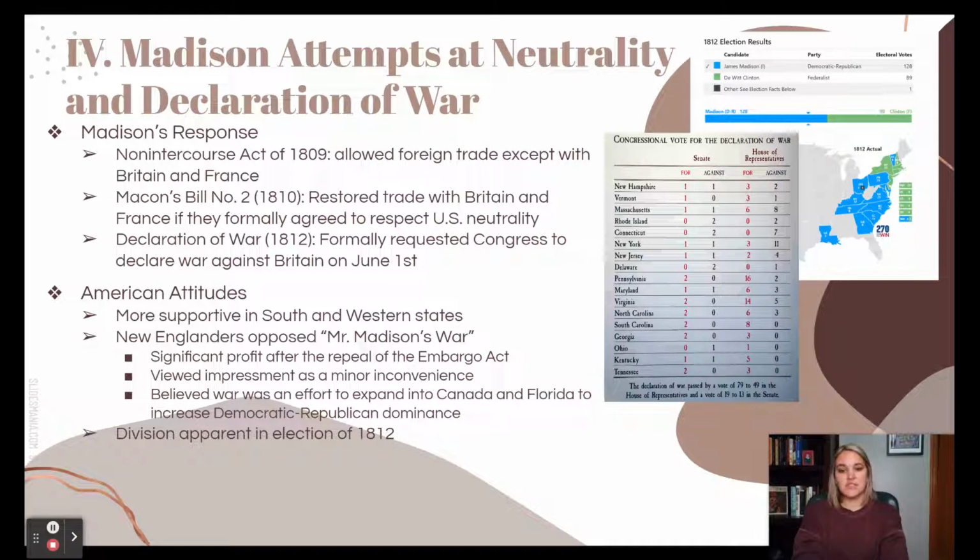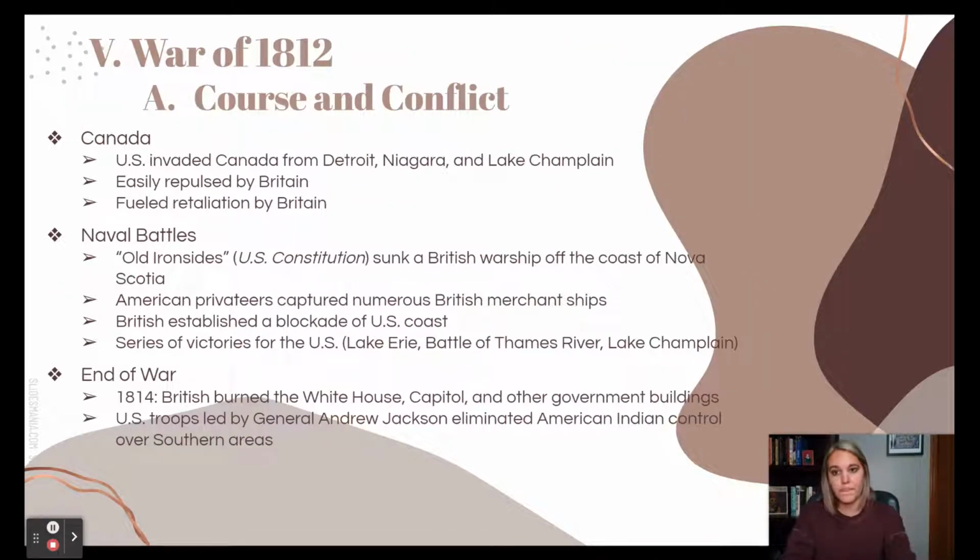And so we see this division really apparent in the election of 1812. You can see that even though James Madison handily wins, it is very apparent that the New England states have a different idea of how the country should be run. So we do have war declared in 1812, and there is an attempt by the U.S. to invade Canada, but that is easily repulsed. And then there's a bunch of naval battles. One of the things that plays to the advantage of the U.S.